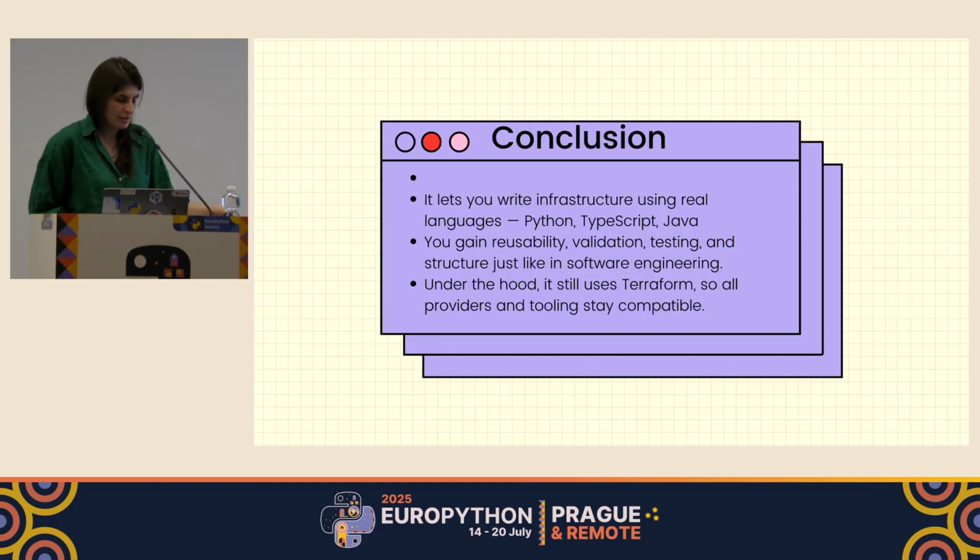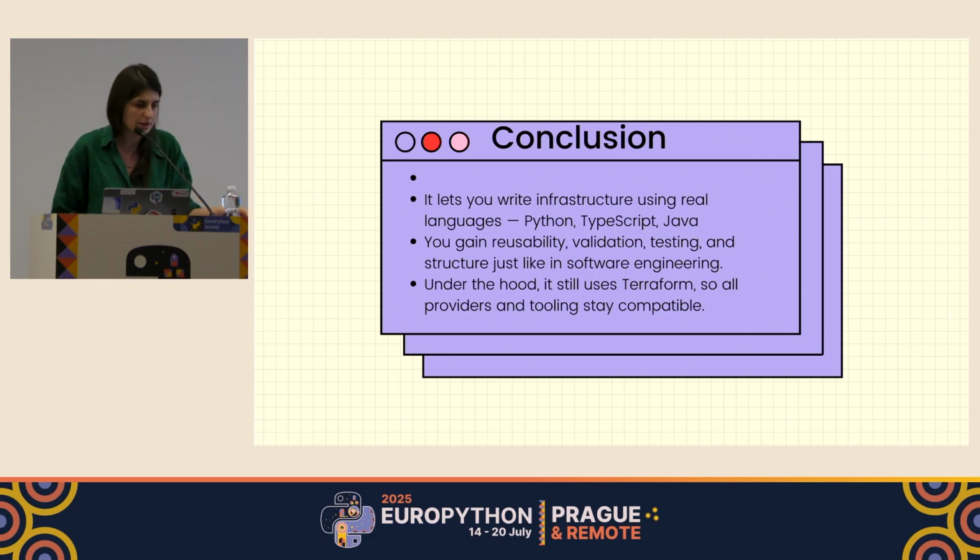My conclusions. It's very nice. It lets you write infrastructure using real code: Python, Java, TypeScript. Also, it gains a lot of reusability and validation. And also, it's possible to define tests. Also, under the hood, it still uses Terraform. It's a lot more flexible, and it's a lot more useful.